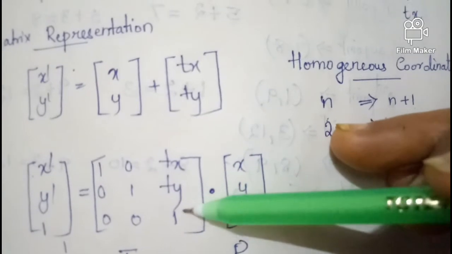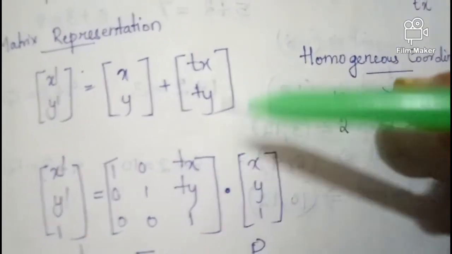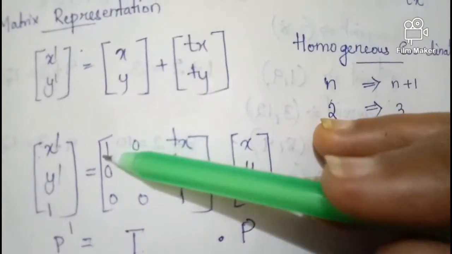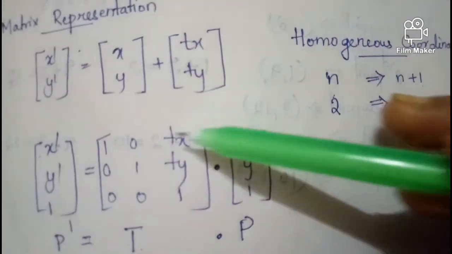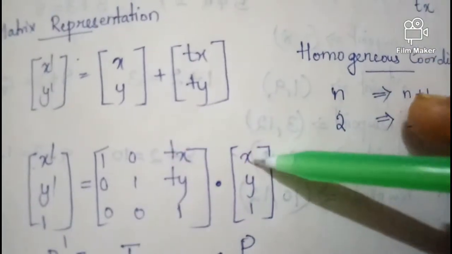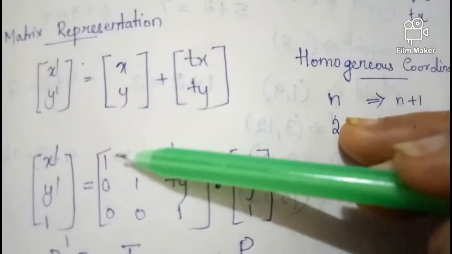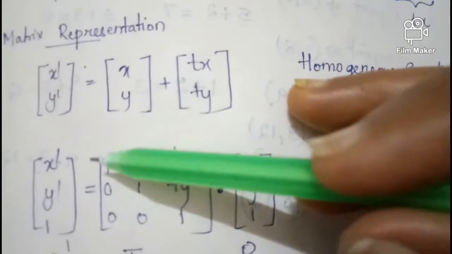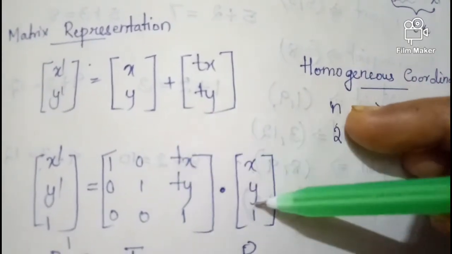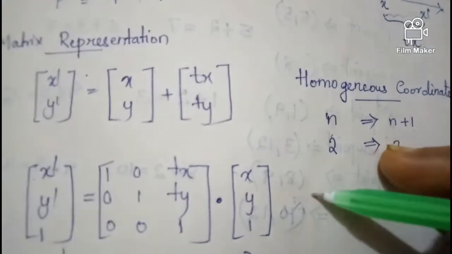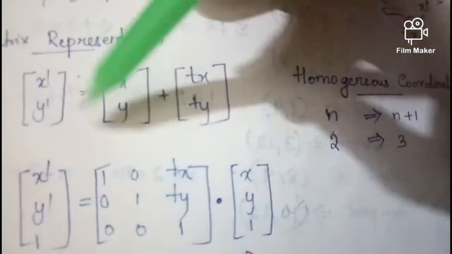So to get this equation, accordingly you have to write the values of the translation matrix. Let us see how. To multiply 2 matrices, we have to multiply the first row with this column, then the second row with this column, and then the third row with this column. Let us multiply 1 into x, you will get x, 0 into y, 0, tx into 1, tx. So 1 into x plus 0 into y plus tx into 1. So you will get x plus 0 plus tx, which is x plus tx.